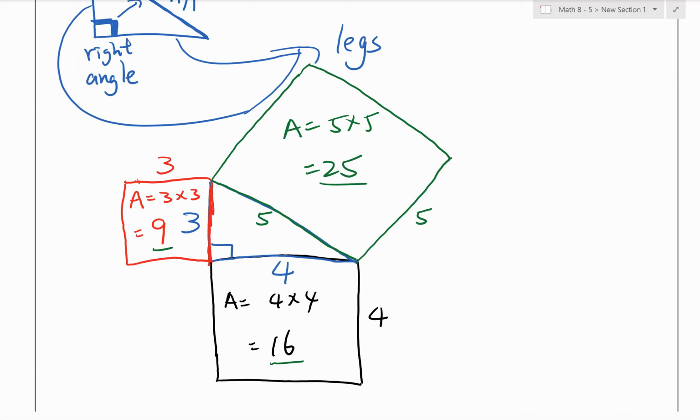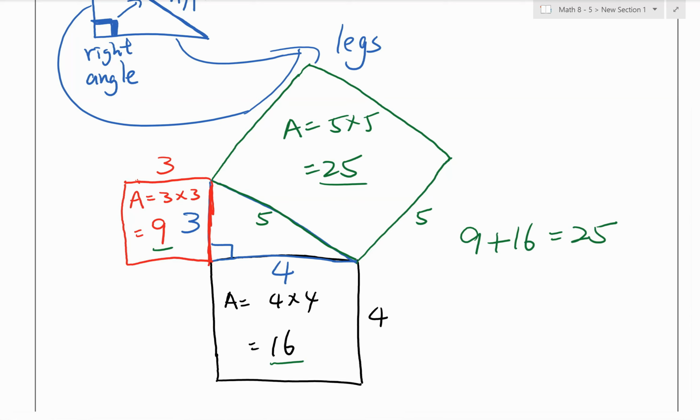Obviously, if I ask that question, that means there is a relationship. Hopefully you see it: 9 plus 16 is equal to 25. This is telling us the sum, when we add the numbers, the sum of the squares of the legs.